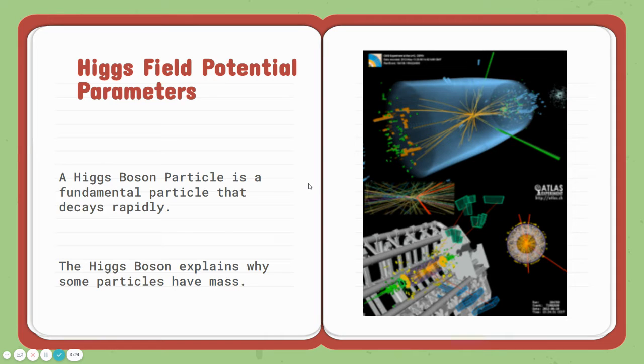Another constant is the Higgs field potential parameter, another part of particle physics. The Higgs boson particle is a fundamental particle that decays rapidly, but it also explains why some particles have mass. So these potential parameters are important in understanding why things have mass and why some things don't.